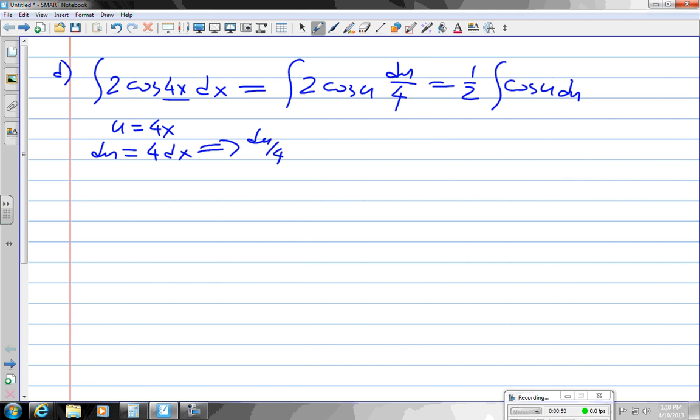So that's that. You integrate that, that's sine, so 1 half sine u plus c, so 1 half sine 4x plus c. So that's the answer. And we can check by the derivative of all of this stuff.